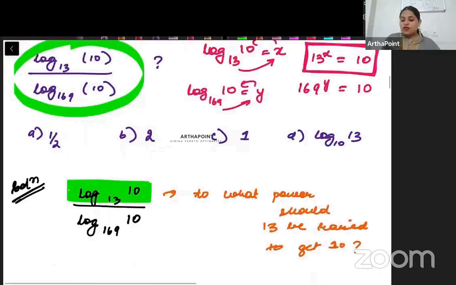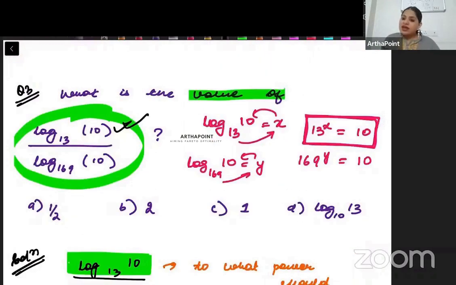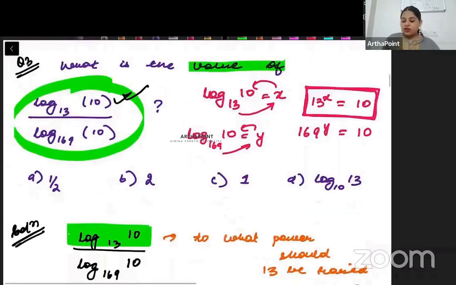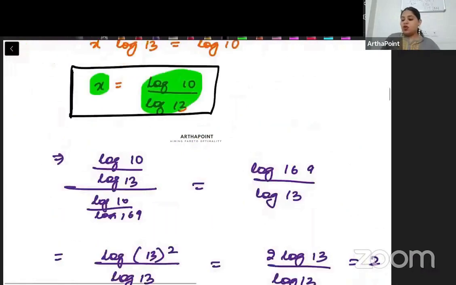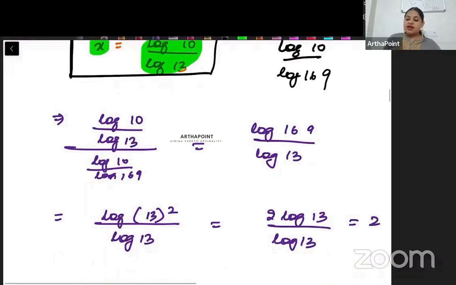That is how you have solved for the numerator. On very similar lines, beta, you can solve for the denominator. So if you solve for the denominator, you will get log 10 by log 169. So numerator I will rewrite as this.